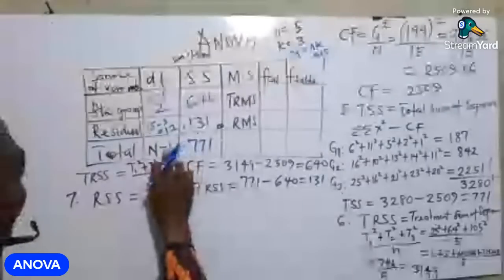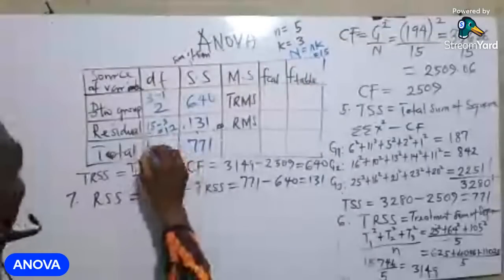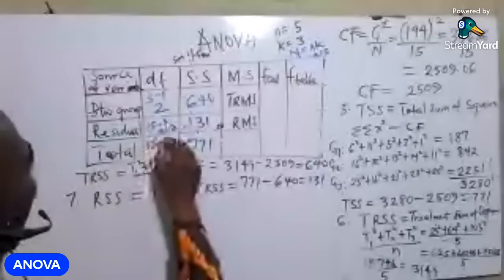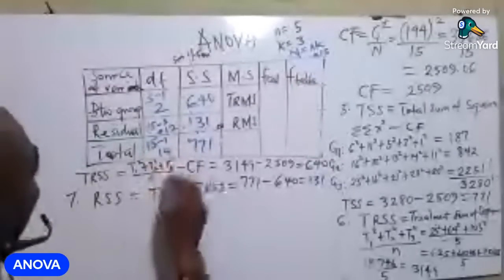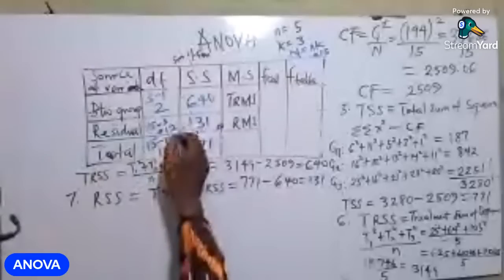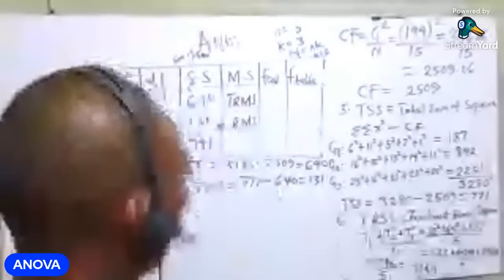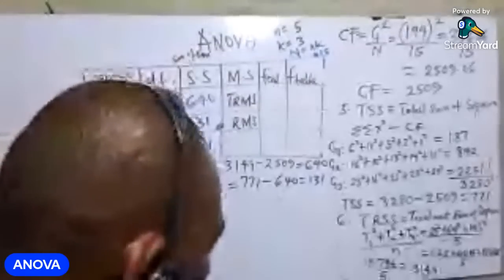N minus 1, which is 15 minus 1, which is going to give us 14. So this is 12, this is 14. We are almost through. So what's the next thing to do? It is to move on to step 8 now.